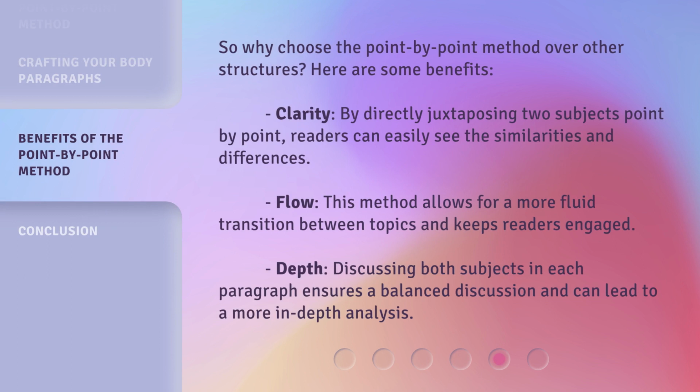So why choose the point-by-point method over other structures? Here are some benefits. Clarity. By directly juxtaposing two subjects point by point, readers can easily see the similarities and differences. Flow. This method allows for a more fluid transition between topics and keeps readers engaged. Depth. Discussing both subjects in each paragraph ensures a balanced discussion and can lead to a more in-depth analysis.